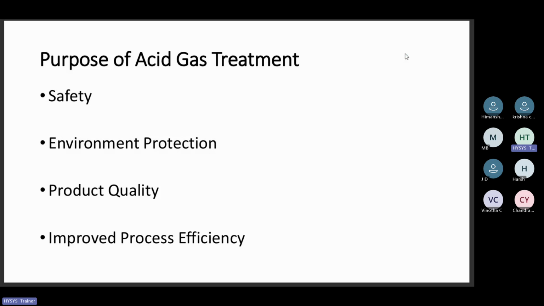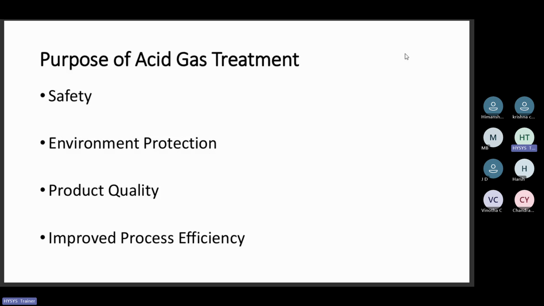It can be proved to be dangerous, or we can call it deadly, when it is exposed in high concentration. It also forms corrosive acids like H2SO4 when it comes in contact with water, and it can be harmful to other equipment as well by causing corrosion in them. So considering these aspects, this gas should be removed from the natural gas phase.